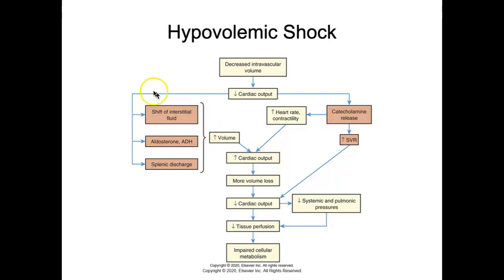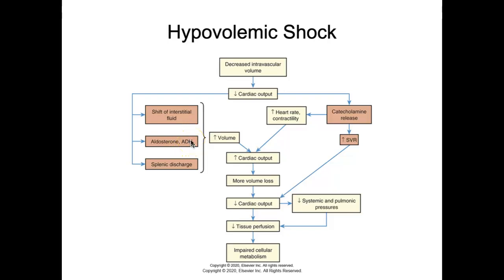Other changes take place too, like we are going to see that the liver and spleen are both going to discharge blood volume by taking their stored red blood cells and plasma and putting it into our circulatory system. We'll also see that from the kidney, renin will be secreted, which then is going to stimulate aldosterone release, which we know is going to reabsorb our sodium, which then reabsorbs our water. And ADH is going to do the same.